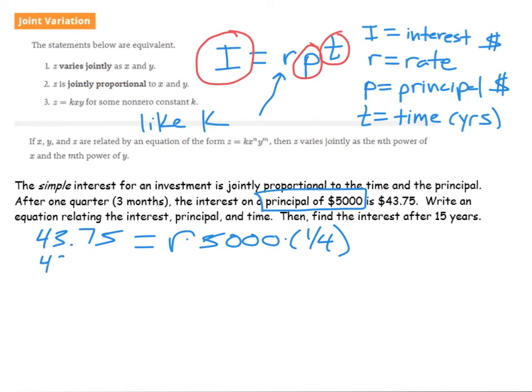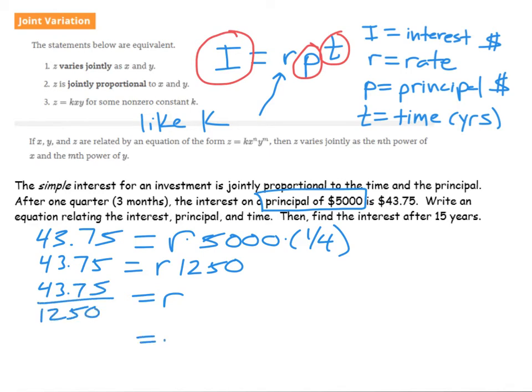I'm going to go ahead and solve this. This would be R times 1250. And I'll take 43.75 over 1250, which is 0.035. That's the big missing piece to our whole simple interest situation: we now know the investment is earning 3.5% per year.